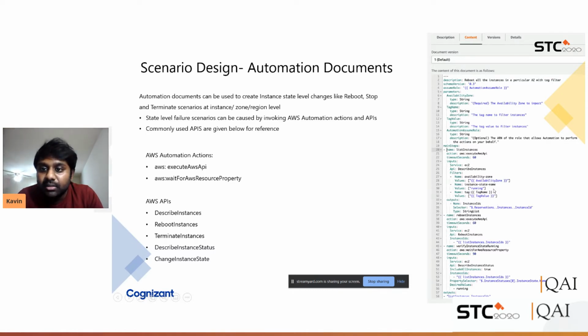If you quickly see the code here, it is the same kind of thing. In the parameters, for restarting multiple instances, I need the availability zone and the tag name to filter the instances. Those are defined as parameters, and in the main steps I am executing AWS API functions for getting the list of instances in the particular zone and rebooting the instances in that zone. After that, I'm also adding a step to check whether all the instances have been successfully rebooted. So this is about the scenario design part.